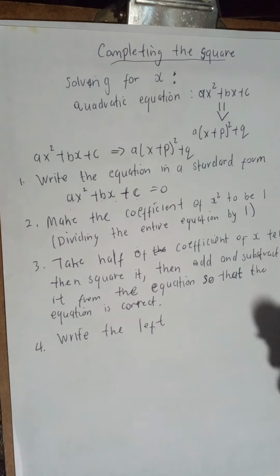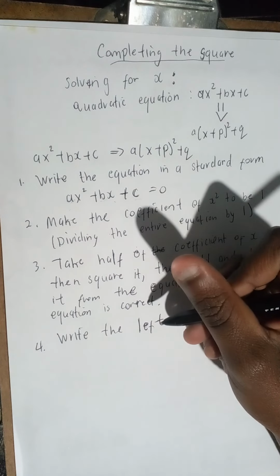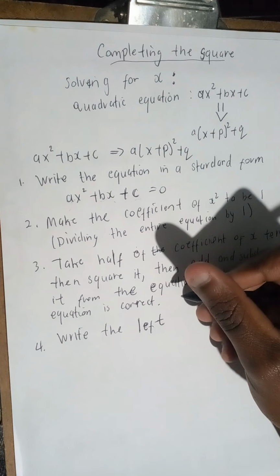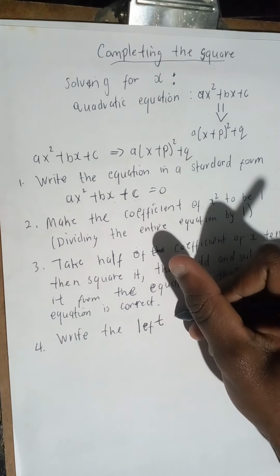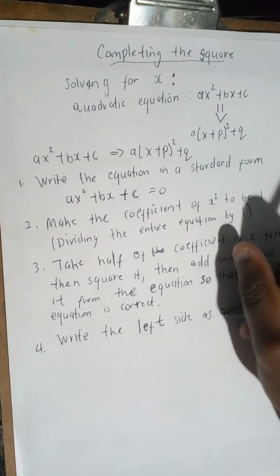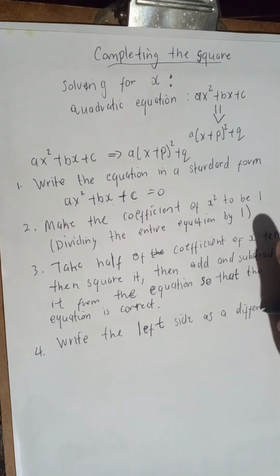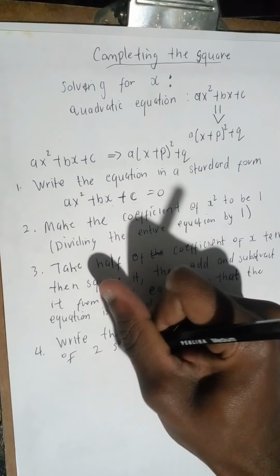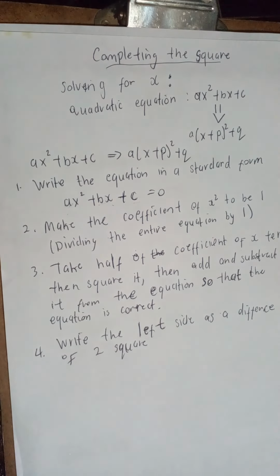Because we are trying to solve for x, the right hand side will automatically be 0. So we are dealing with the left hand side here. Write down the left side as a difference of 2 squares. Okay, so now the part whereby you write it as a difference of 2 squares, you will see it.